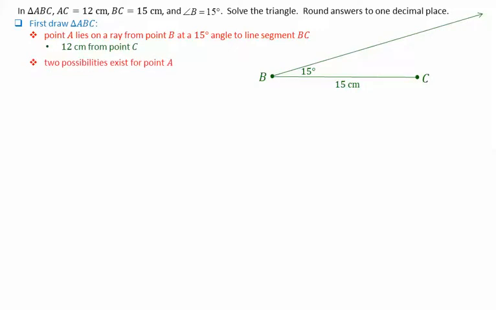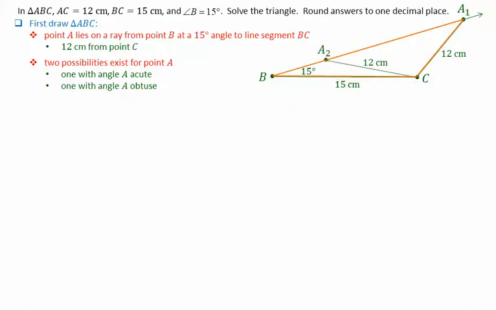Note, however, that there are two possibilities for point A. One corresponding to an acute angle A. This is given by this brown triangle. And one corresponding to an obtuse angle A. This corresponds to this purple triangle.